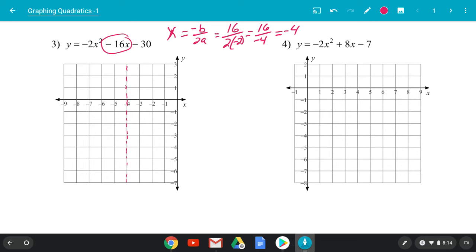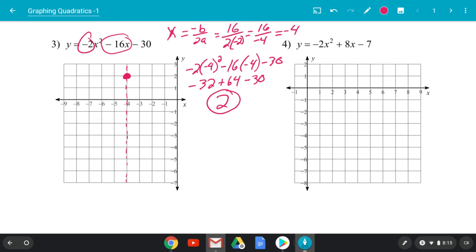I have to plug that -4 in. -2 times -4 squared minus 16 times -4 minus 30. -4 squared is 16. -2 times 16 is -32. -16 times -4 is a positive 64, minus 30. So that is a positive 2. So positive 2. Boom. There's my vertex.